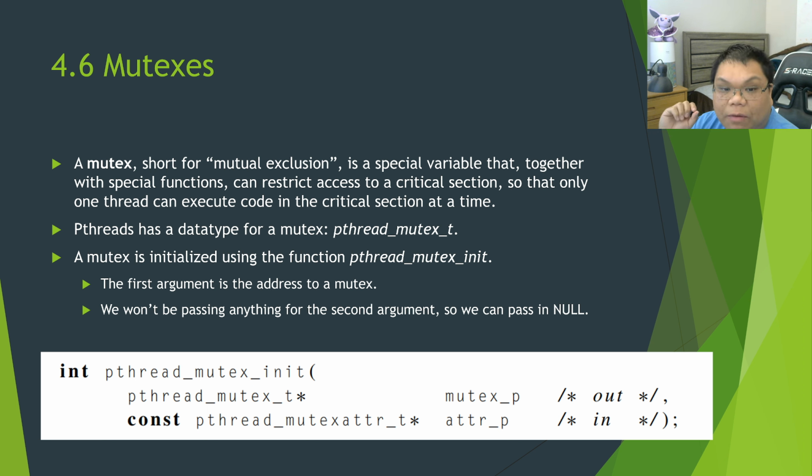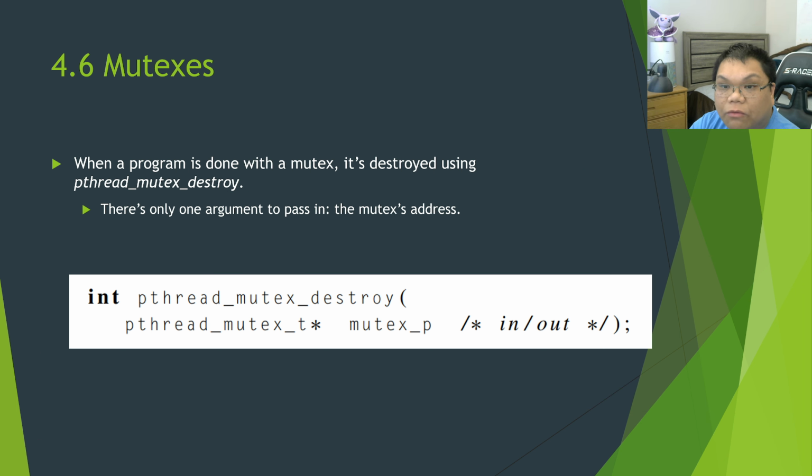pthreads has a data type for mutual exclusion, mutex. It's called pthread_mutex_t. We need a few more functions for this as well. We initialize a mutex using pthread_mutex_init. We pass in the address of the mutex for the first argument, and for the second argument, we're not really going to do anything with that, so we're just going to pass in NULL.